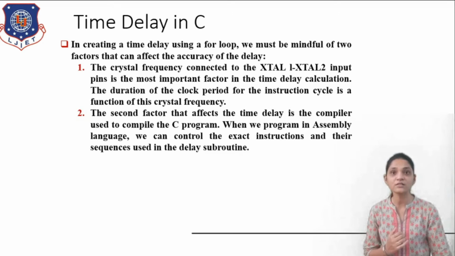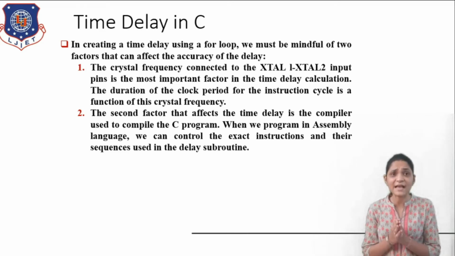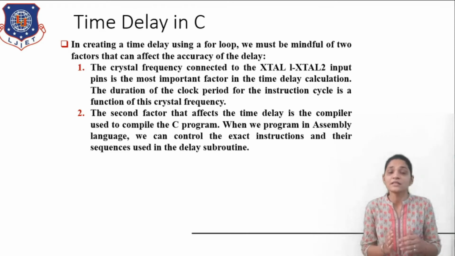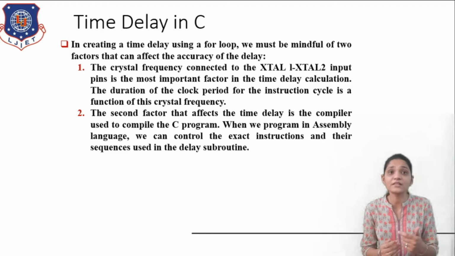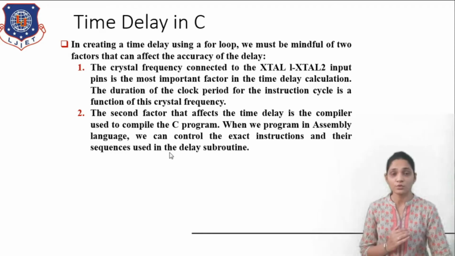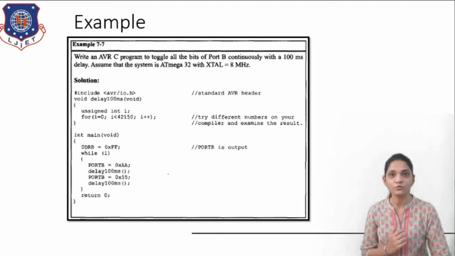The second factor that affects this time delay is the compiler used to compile the C program. When we are using assembly language, we have control over the instructions and the sequence used in the time delay calculation. But in this case, we have to consider the time delay that is provided by the compiler. So these two factors we have to consider while we are using the for loop. So let us see an example with the for loop.